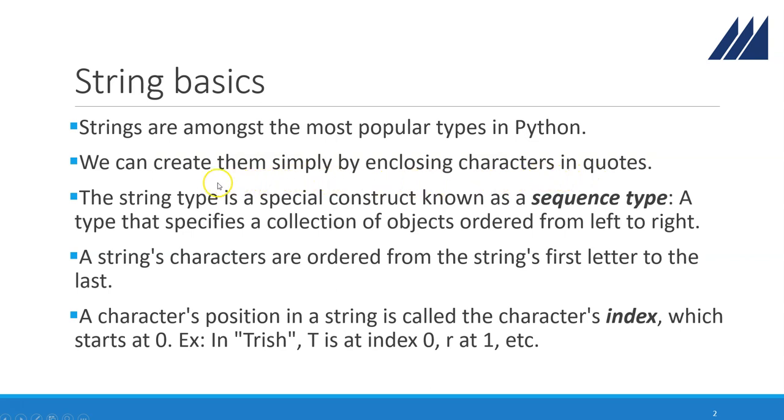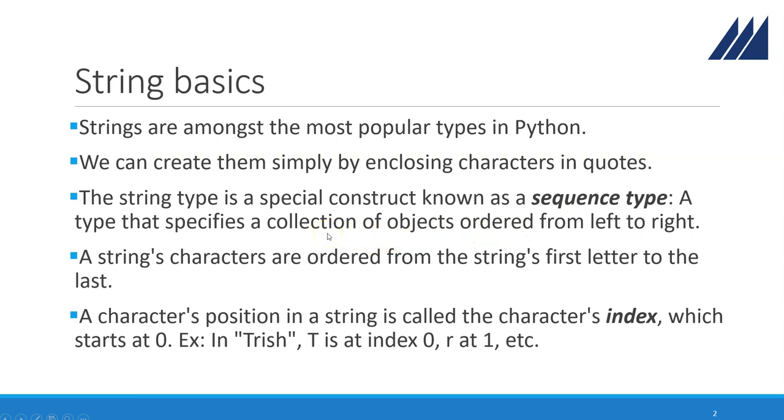Okay. So also, the string type is a special construct known as a sequence type. There are other data types that are sequence types, such as lists, but we're going to talk about the string in this video. So strings are a sequence type. Sequence data types have a lot of things in common, and you will notice that after we learn about strings, and then lists, and then tuples, there is something in common between them, which makes it easier to learn.